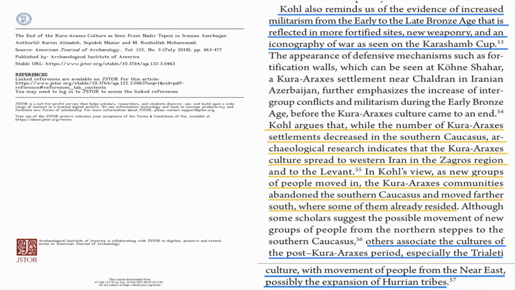Others associated the cultures of the post-Kura-Araxes period, especially the Trialeti culture, with movement of people from the Near East, possibly the expansion of Hurrian tribes. And we talked about how Hurrians are descendants of the Kura-Araxes people. So we see these Kura-Araxes Caucasian groups moving and migrating south, going into western Iran and going past Mesopotamia into the Levant and such. And the Hurrians seem to be the ones doing the expansion.